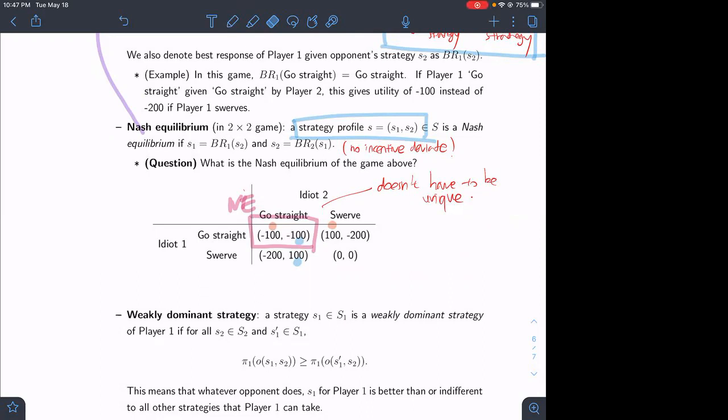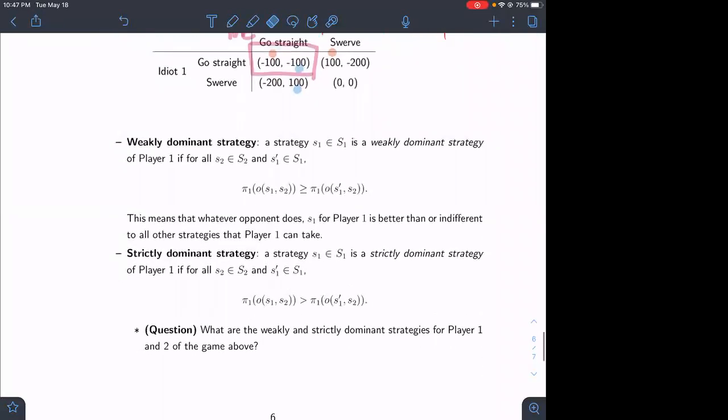Any questions? And then there is also an efficient way of finding Nash equilibrium based on weakly or strictly dominant strategies. A strategy S1 is a weakly dominant strategy for player one. In simple language, if there's no better option than S1, then it is weakly dominant. If it is a strictly dominant strategy, then it is strictly better than all other options for me. Okay, so this is what it means.